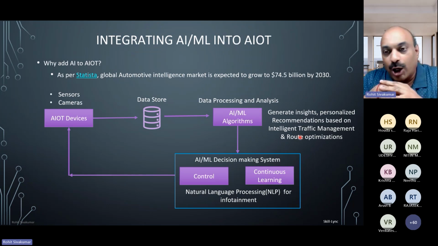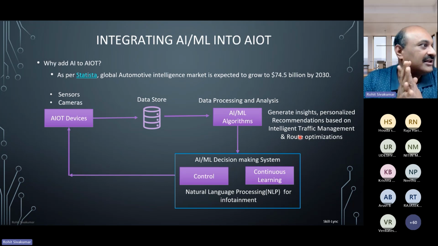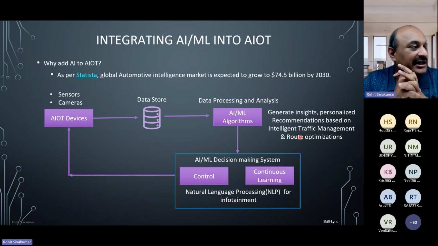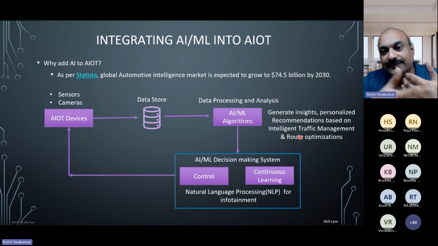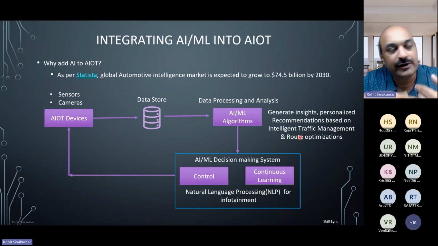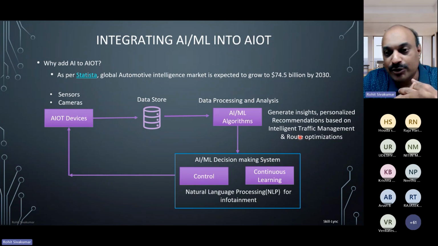Now coming to how AI and ML is making a significant impact in the IoT. So why do we actually need AI and ML is what the slide is going to talk about. As per the statistics, if you go by this market, especially the automotive intelligence market, it will be growing to around 74.5 billion US dollars by 2030.